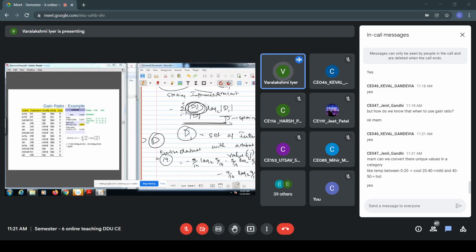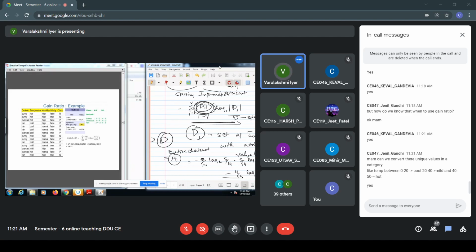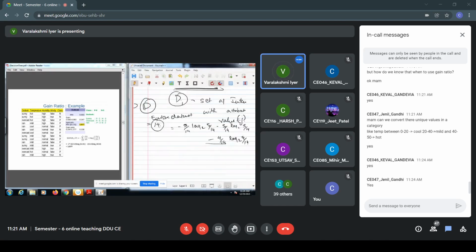Everyone is clear with the splitting information formula? Yes. And later what you have to do is just divide to obtain the gain ratio: you divide your information gain by the split information of that particular attribute. That is what your gain ratio is all about.